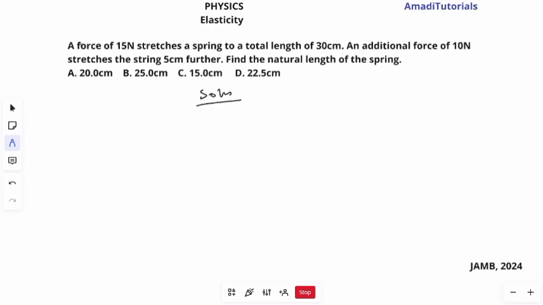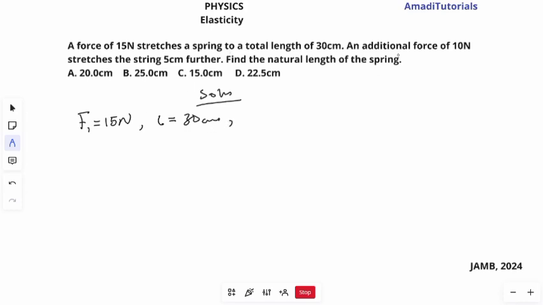So now we have the first force there. I'll label it F1, which is equal to what? 15 Newton. And it stretches the spring to a total length of 30 cm. That means the length L that it stretches the spring is what? 30 cm.